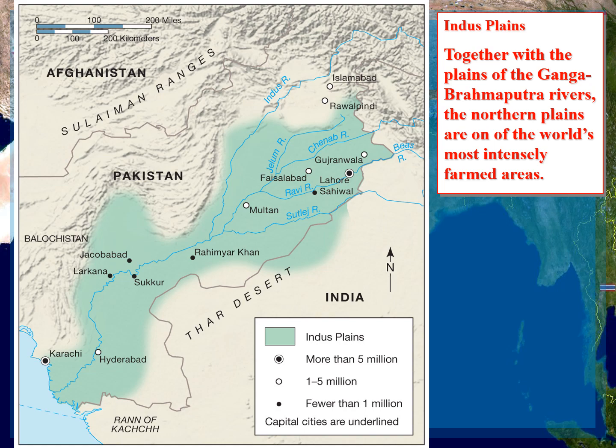Okay, and as you can see, where are our major cities concentrated? They're along this river. A lot of them are quite large, from 1 to 5 million or more than 5 million, all along this river system.